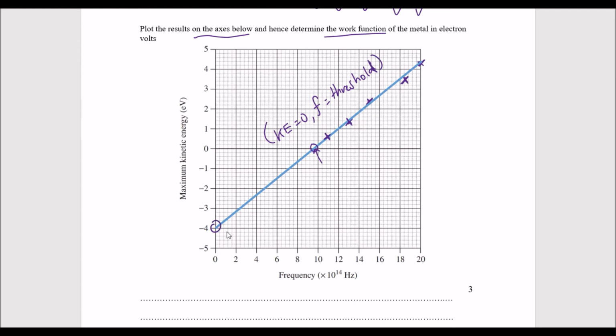If you look at this bit here, when your frequency is 0, so when there's no light shining in between, that value that you have there is your work function value. So this is the energy required to displace an electron from a metal surface. So I'll just write that down.